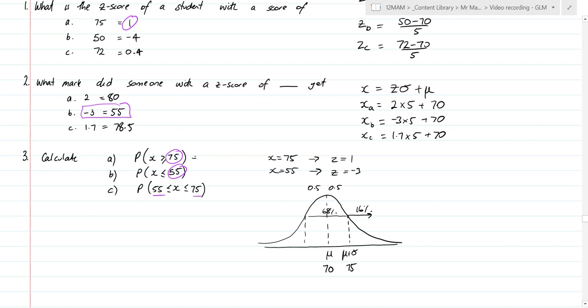So the first one, the probability that x is greater than 75, is the probability that z is greater than one standard deviation above the mean, which is 16%, just based purely on our 68, 95, 99.7 rule.